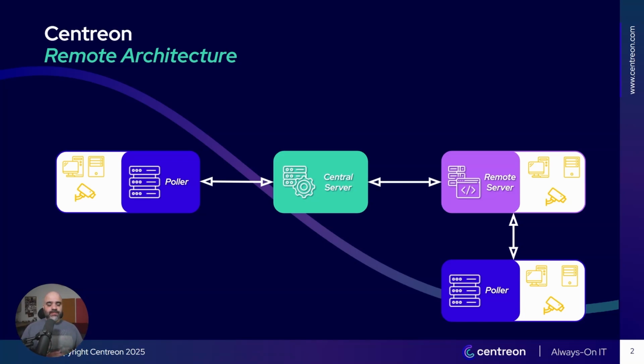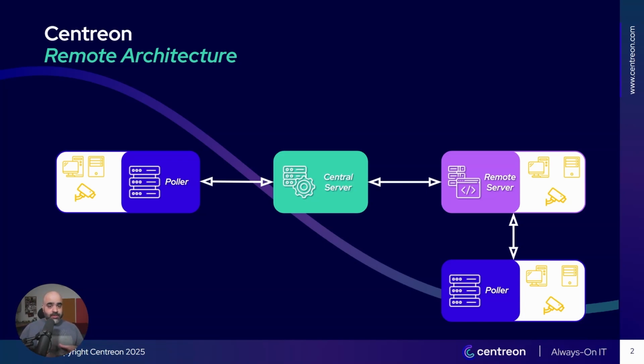They can perform the checks. What about the difference? The main difference between a remote server and a poller is that the remote server has a UI like the central server. That means a user can connect to that remote server and retrieve the configuration data, the analysis, or the metrics that we are monitoring on a device, on a network, or on a group of networks. So that's the main difference.